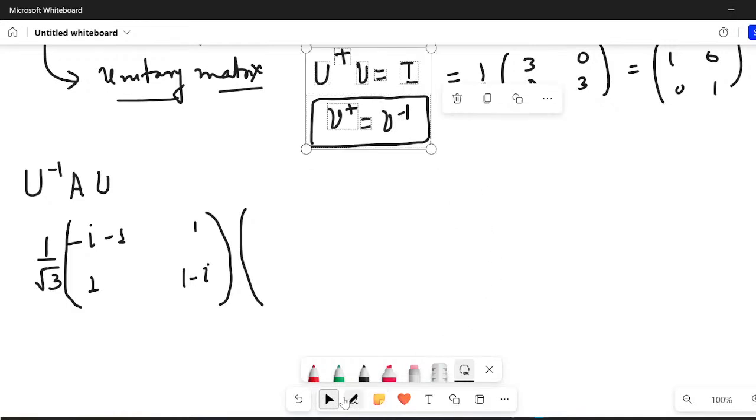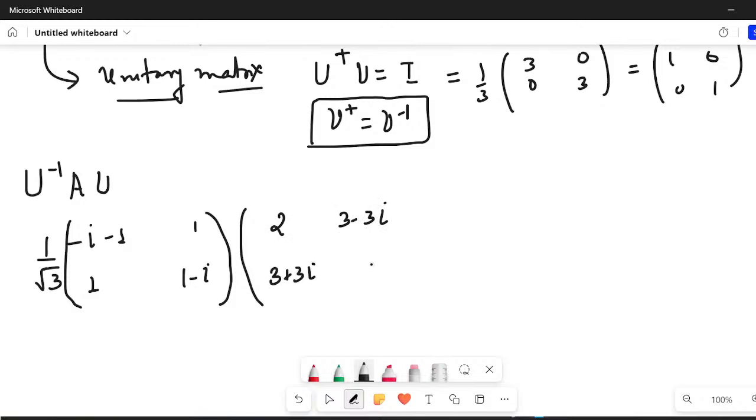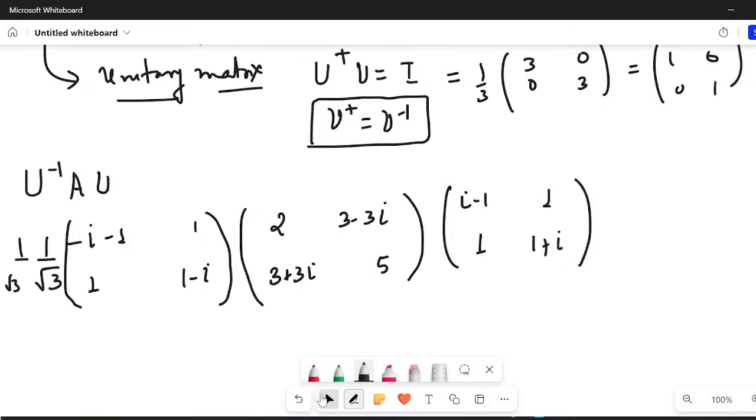Okay, what would be A? So A is that matrix. Originally the matrix was, I think, 2, and here it was 3 minus 3 iota, and here we had 3 plus 3 iota, and here we had 5, and again 1 over root 3. So I'll get 1 over root 3. I'm writing it here, and here it was iota minus 1, 1, and it was 1 and 1 plus iota. This is how it was. Now try to find.